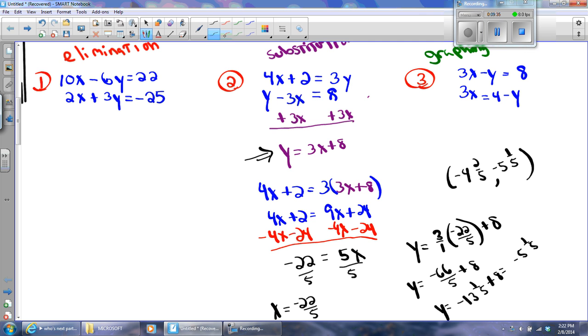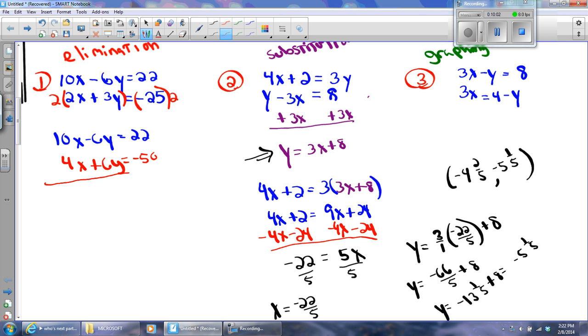All right, last one, number 1. I mentioned earlier that I was going to double the second equation, right? And so my two equations are the original 10x minus 6y equals 22. And then the one I doubled will turn into 4x plus 6y. That'll equal negative 50.